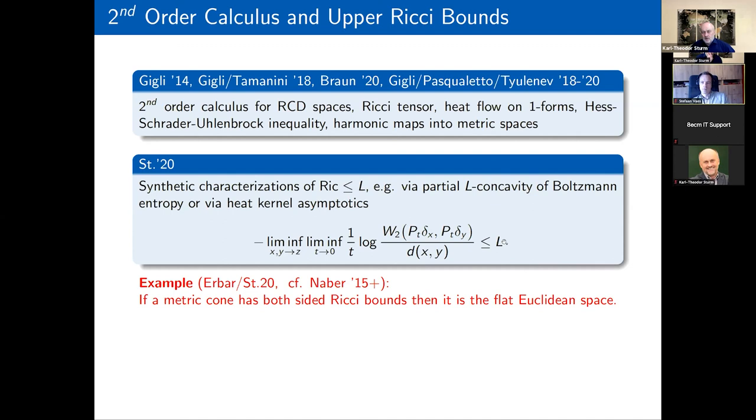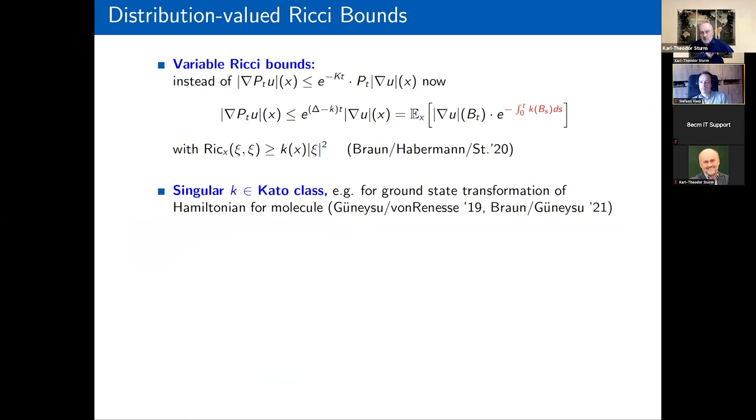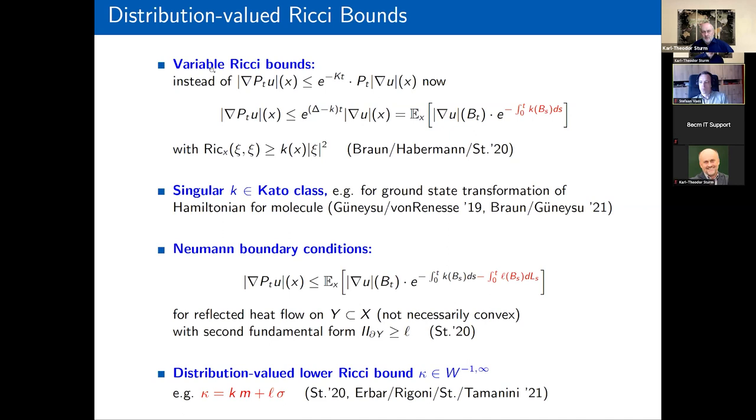And okay, I think I should switch and pass to this last direction, namely distribution-valued Ricci bounds. What we have in mind is that instead of constant Ricci curvature bounds, we pass to variable Ricci curvature bounds. Instead of this gradient estimate, now in probabilistic terms, we expect and we obtain a gradient estimate where the variable Ricci curvature bound shows up in a Feynman-Kac type formula. And from this expression, it's clear that this K could also be a singular function, for instance a Kato class function.